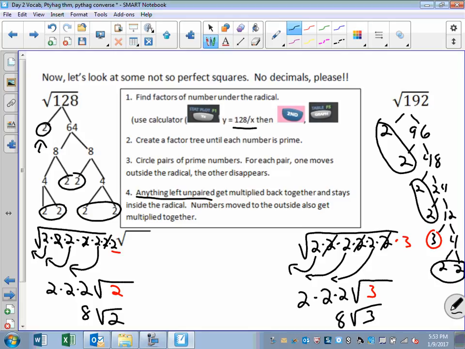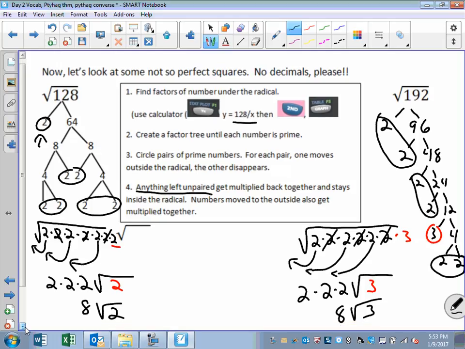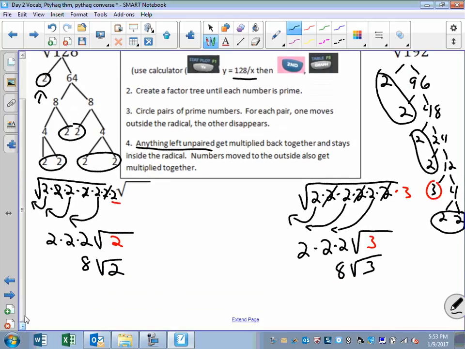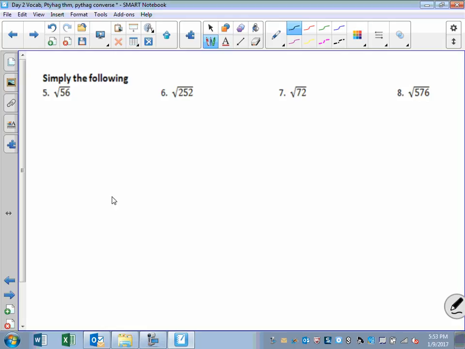Now I'm going to give you the answer for number 5 to get you started. Okay. But then I'm going to want you to do 6, 7, and 8 on your own. So for number 5, when you finish doing the factor tree out, you should get 2 root 14 as the answer.